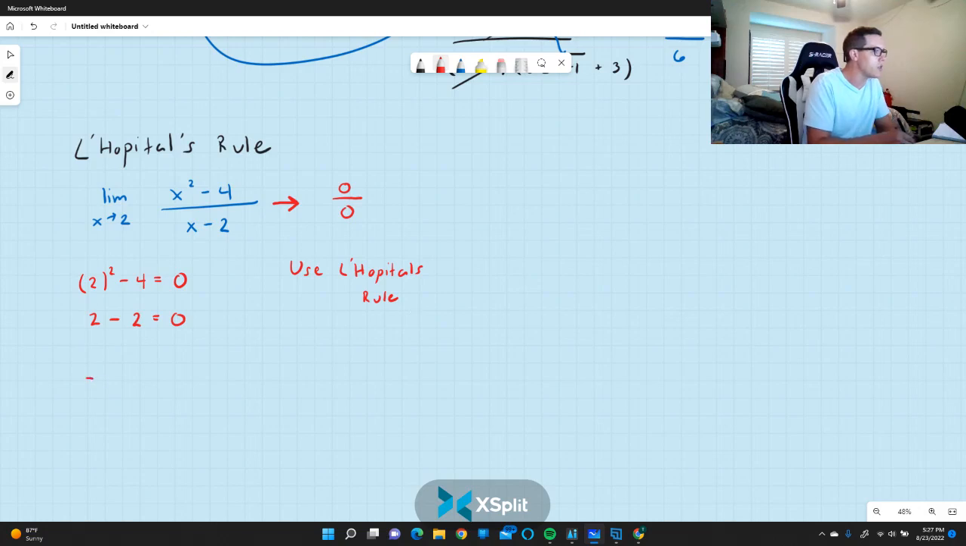Now you can use an equal sign to show that this limit is equivalent to the limit you would get when you take the derivative of the top and bottom separate from each other. Derivative of the top, it's been a minute, but that is a power rule. It's 2x over. Derivative of the bottom is 1. And now you can use an equal sign because that limit really does equal 4.